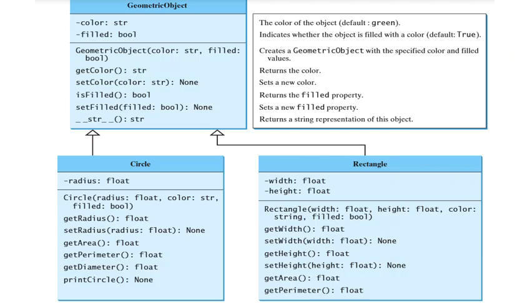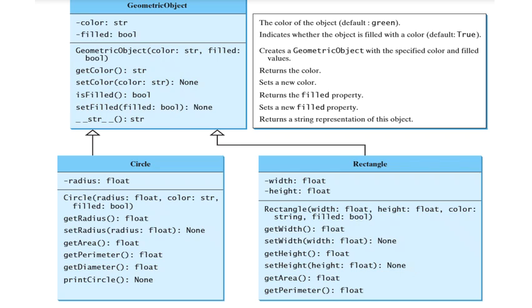So get color returns the color. Set color is used to set a new color, and isFilled returns the filled property. Set filled sets a new filled property, and str returns a string representation of this object. So this generic object, geometric object, is the superclass or the base class.